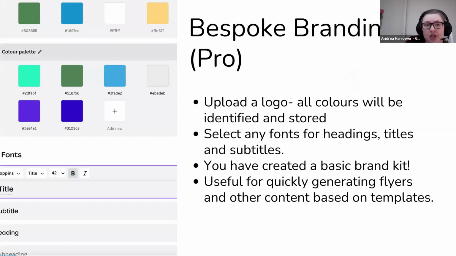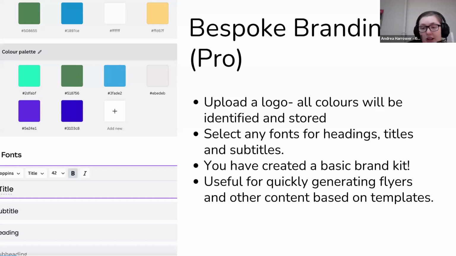So yeah, in the pro version, I mentioned just there that you can have bespoke branding kits. It means you can upload a logo into the brand kit section of Canva, and when you upload the logo, it'll automatically pull all the colours off of the logo for you and store them as a brand for you. And you can also select any preferred fonts that you would like to use. So they're quick and easy to go back to. You've got that consistency there of what colours and what fonts that you're using. And when you've done that, you've created your basic brand kit.